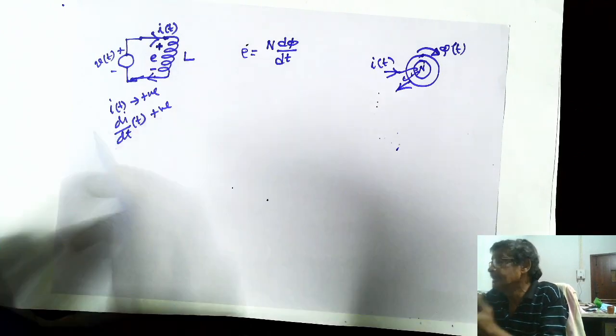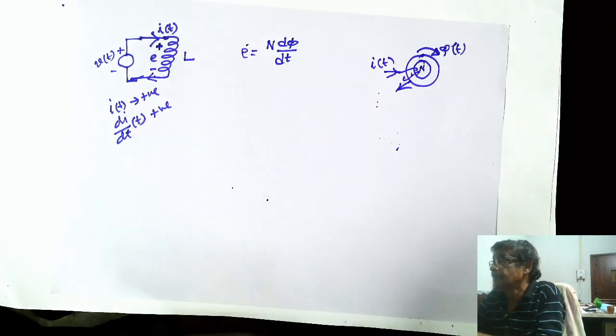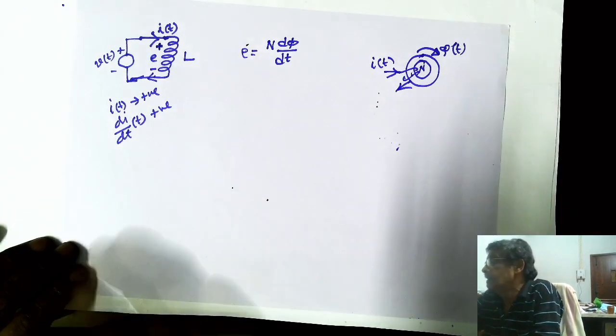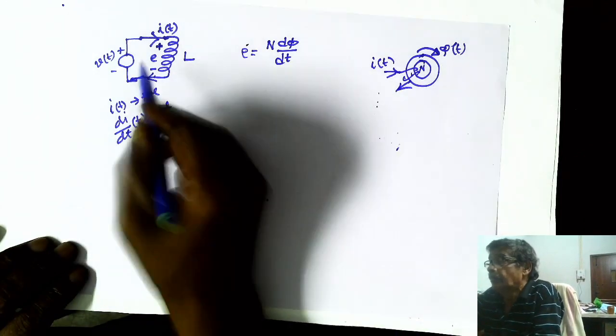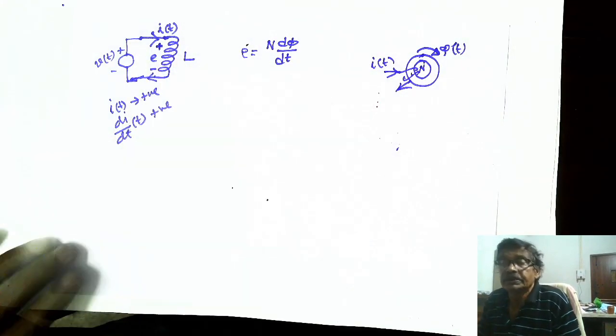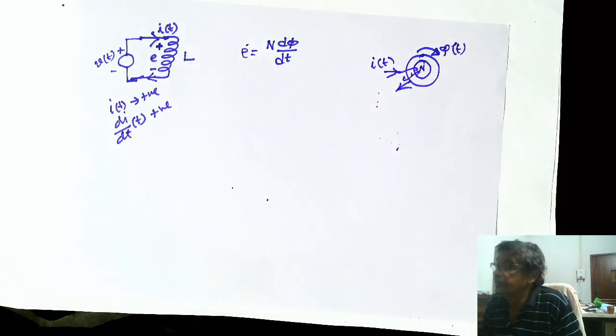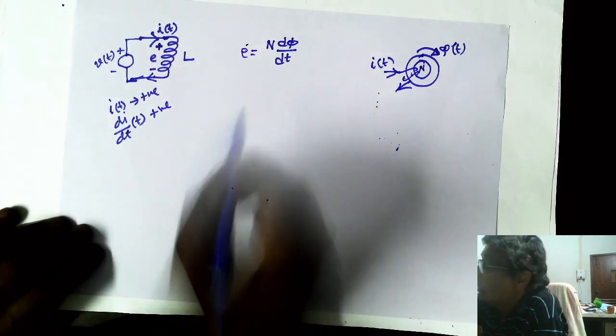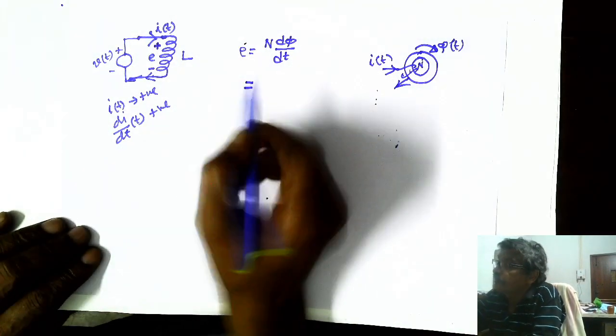At a given instant, if i is positive, di/dt is positive, E cannot but have this sort of polarity of the induced voltage from Lenz's law. That is what I am telling. Okay, now let us proceed.